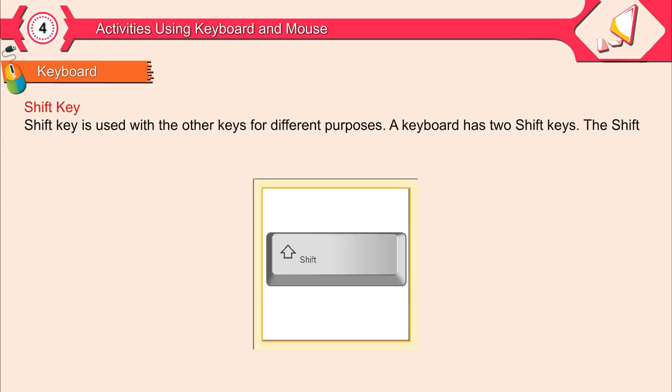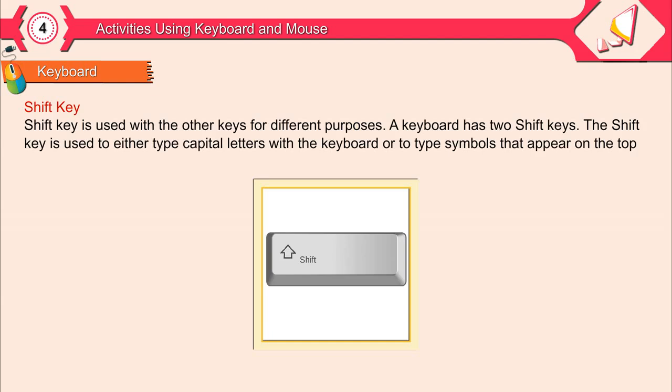Shift key. Shift key is used with the other keys for different purposes. A keyboard has 2 shift keys. The shift key is used to either type capital letters with the keyboard or to type symbols that appear on the top half of a keyboard.